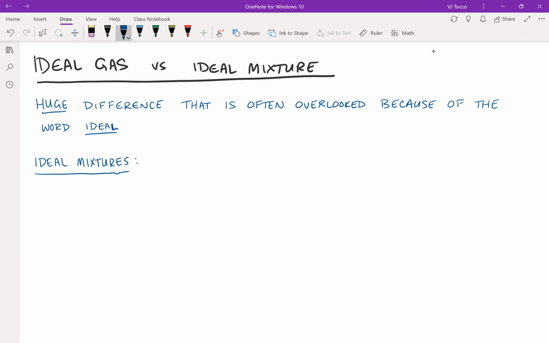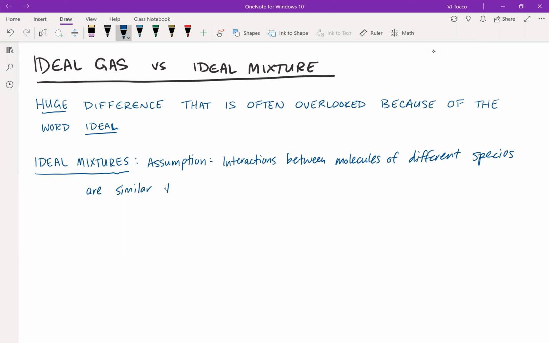For an ideal mixture, the assumption is that the interaction between the molecules are the same as if the molecules were interacting with other molecules of the same type. So interactions between molecules of different species are very similar to interactions between molecules of the same species.